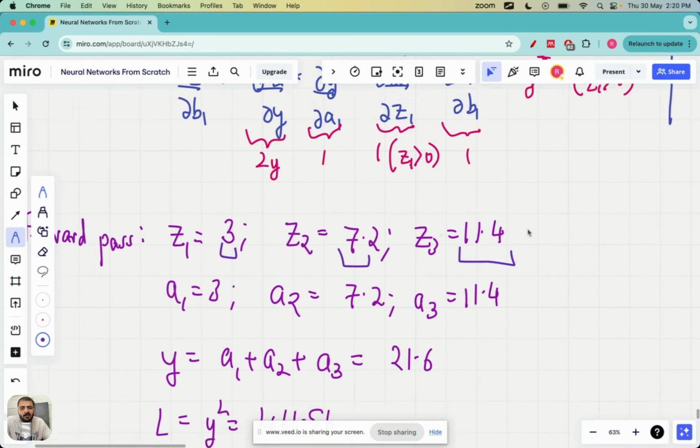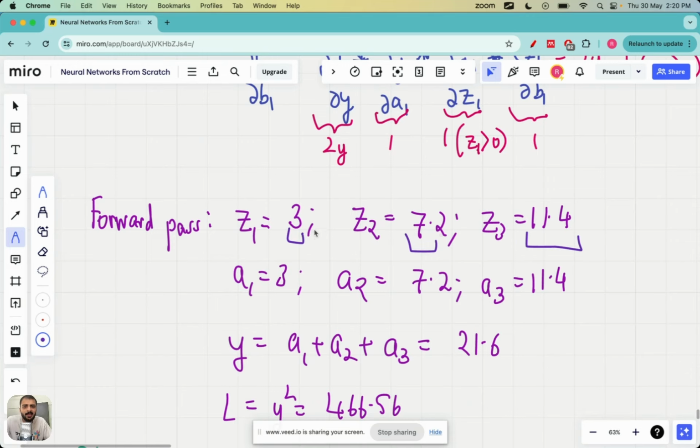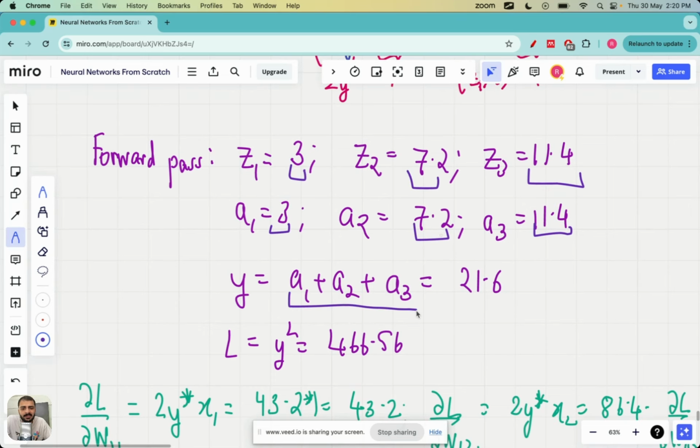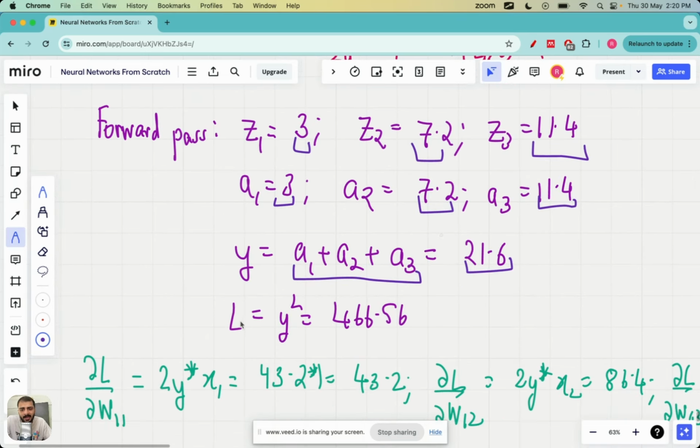So we need to calculate the value of y. Okay, so Z1 is 3, Z2 is 7.2, and Z3 is 11.4. Remember, to get A1, A2, and A3, we just apply ReLU. And all of these are greater than 0. So ReLU will be just equal to the values of the Z. So A1 will be equal to Z1, which is 3. A2 will be equal to Z2, which is 7.2. And A3 will be equal to Z3, which is 11.4. And Y is equal to A1 plus A2 plus A3, which is 21.6. And the initial loss is Y squared, which is 466.56. This is one iteration of the forward pass.